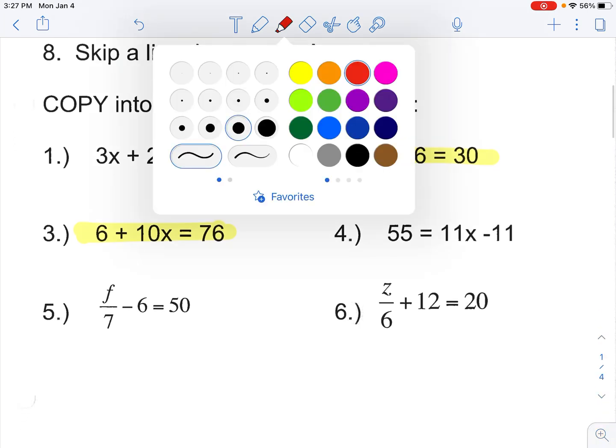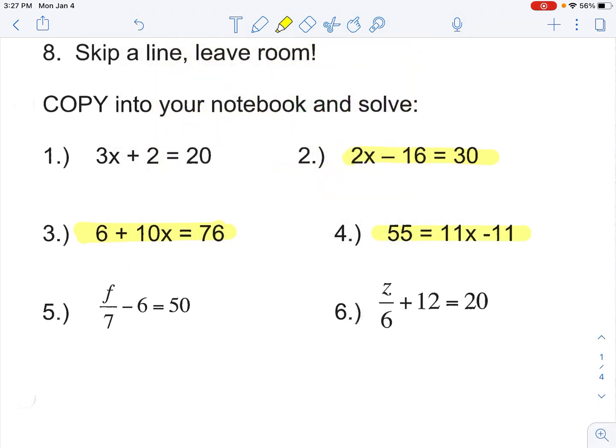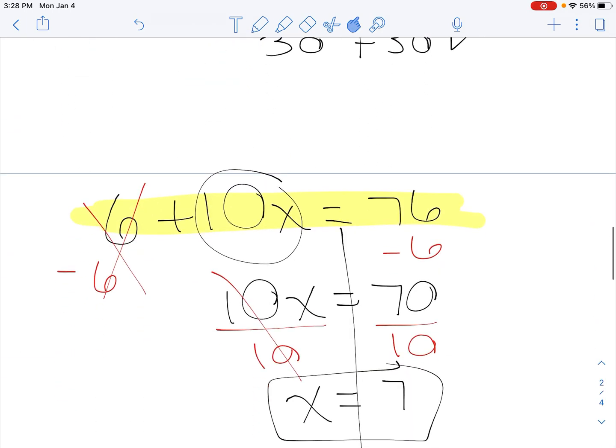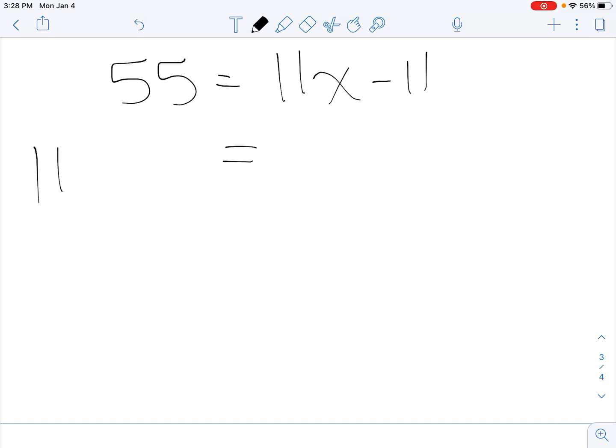Number 4. 55 equals 11 times what minus 11? 55 equals 11x minus 11. So remember, as we were doing these in class, I said I always like to have my variable on the left. You don't have to, that's just my personal preference. So I am allowed to flip everything to the opposite side.